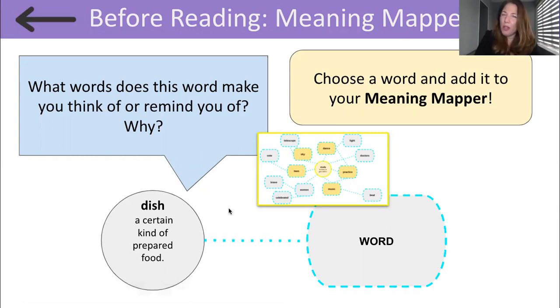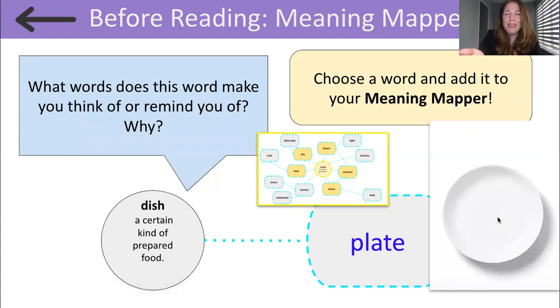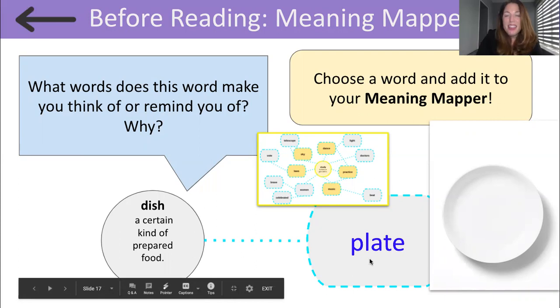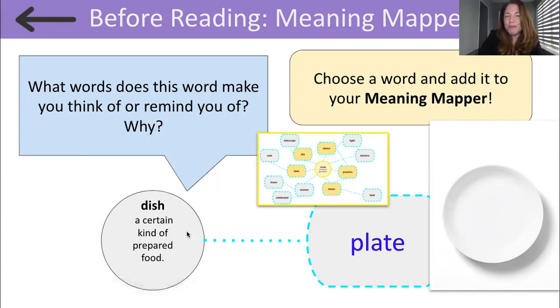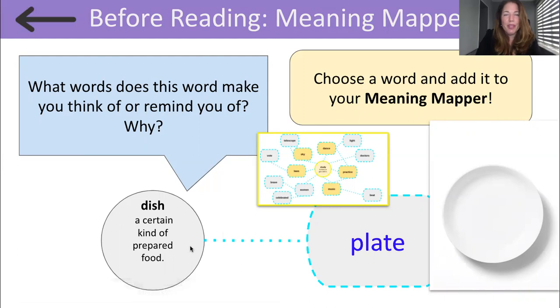So when I hear the word dish, I think of the word plate. After all, I need a plate to serve a meal that I prepare. So I think of the word plate every time I hear the word dish. Okay, so that word connects right to the word dish on our meaning mapper. So let's keep this word dish, our focus word, in mind as we read our article.